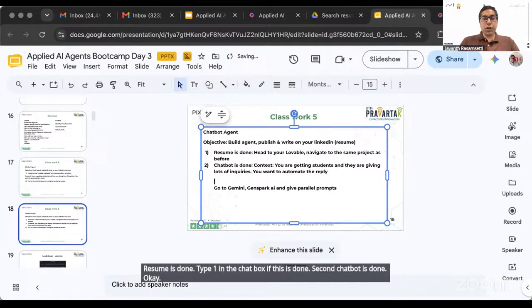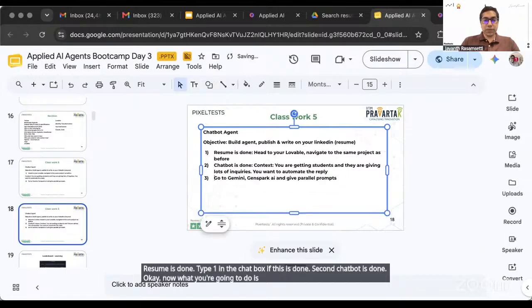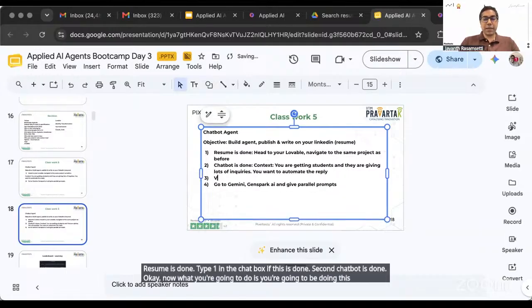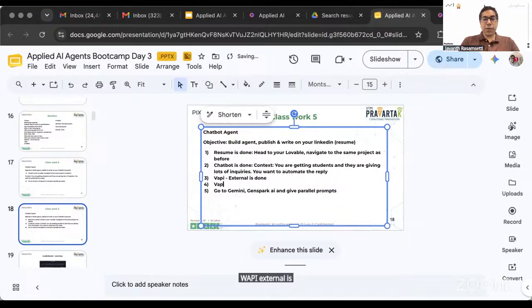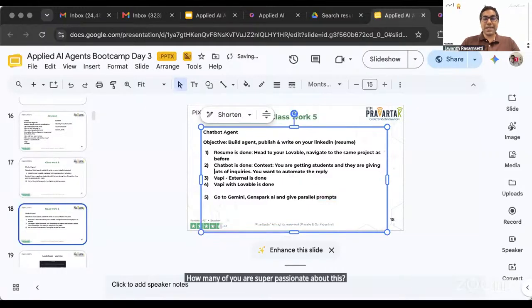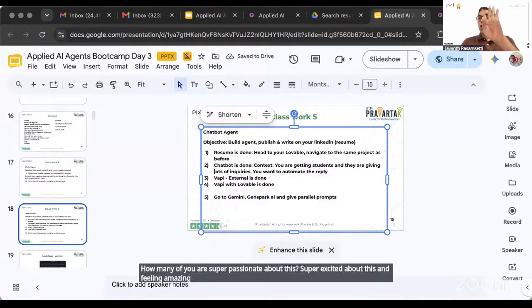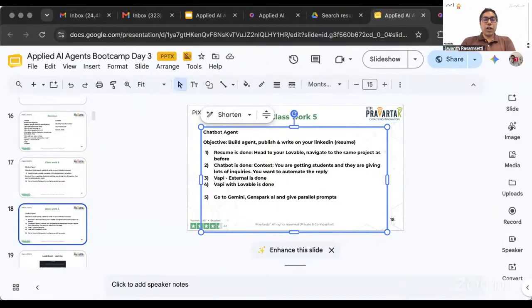Now, what you're going to do is you're going to be doing this. WAPI is done. WAPI external is done. And WAPI with Lovable is done. You actually built 4 projects end to end. How many of you are super passionate about this, super excited about this, and feeling amazing? Type 4 in the chat box. You've done all of this together on your own. Yes, perfect.